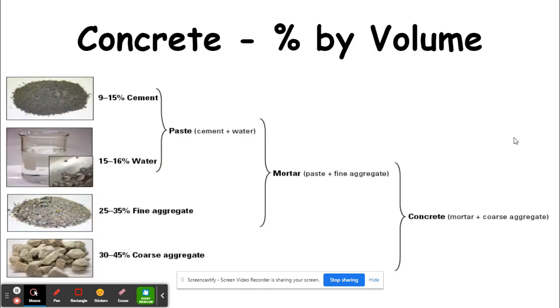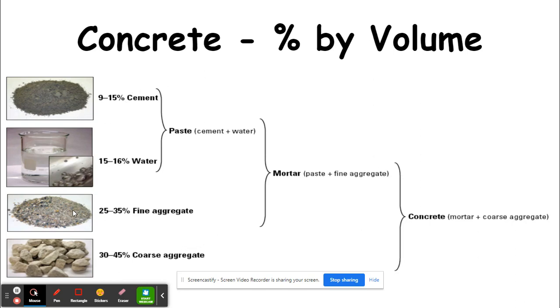So if you look at the composition of concrete here, this is percent by volume, you'll see that you have that cement in it. But the cement itself actually makes up only about 9 to 15% of the total concrete. You have another 15 to 16%, which is water. So this creates the paste, which would harden essentially and make your concrete. And then the difference between our cement, which you've made, which would be these top two, and the concrete is that we add these aggregates.